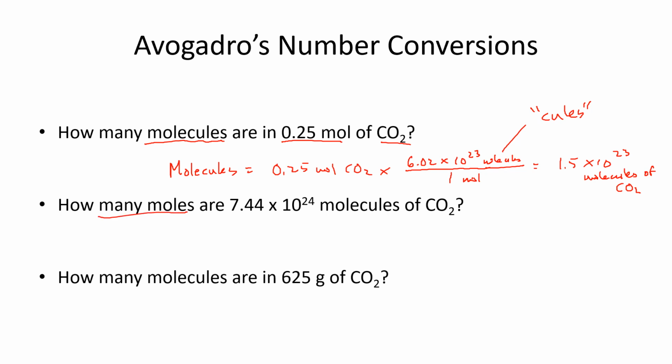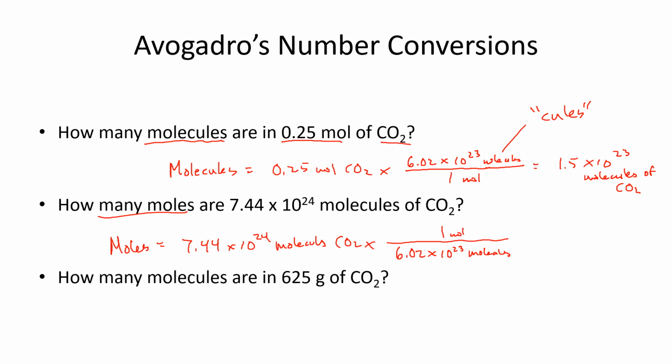And we can work backwards as well. How many moles? So moles equals 7.44 times 10 to the 24th molecules of CO2. And if we want to go from molecules to moles, we're going to need Avogadro's number again, just in the reverse. We're going to be dividing instead of multiplying, because there's that many molecules in every mole of CO2 in this case. So 7.44 times 10 to the 24th divided by 6.02 times 10 to the 23rd. And I get 12.3.